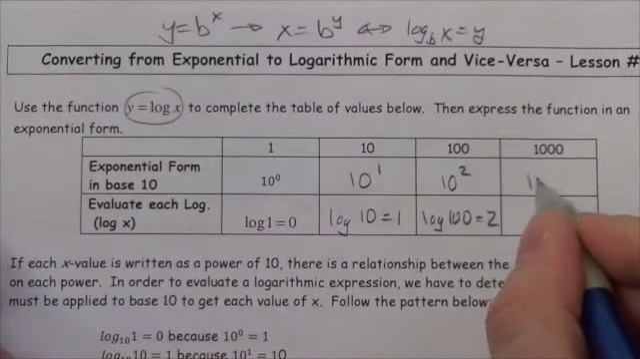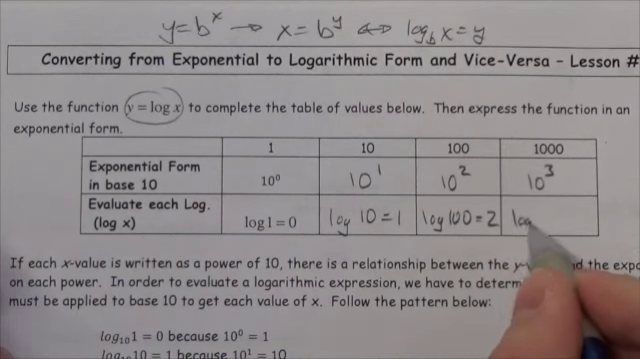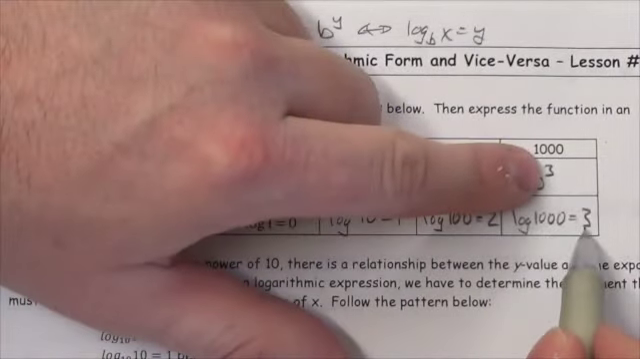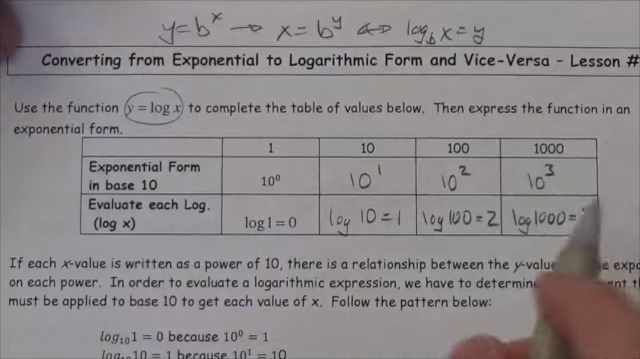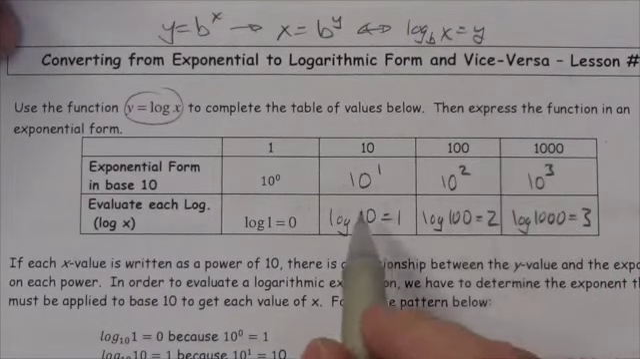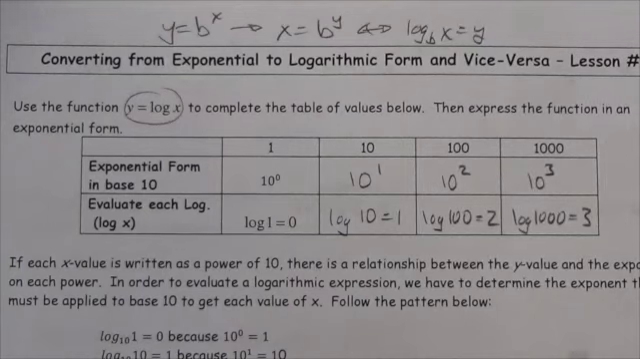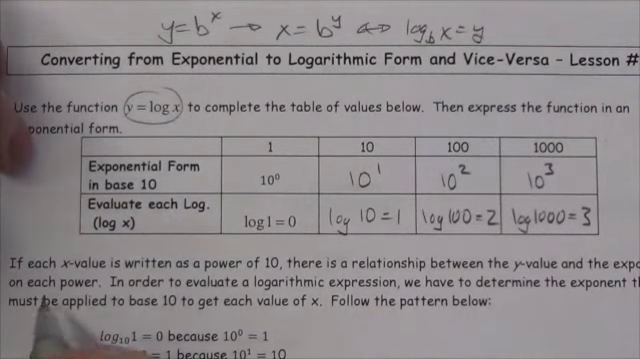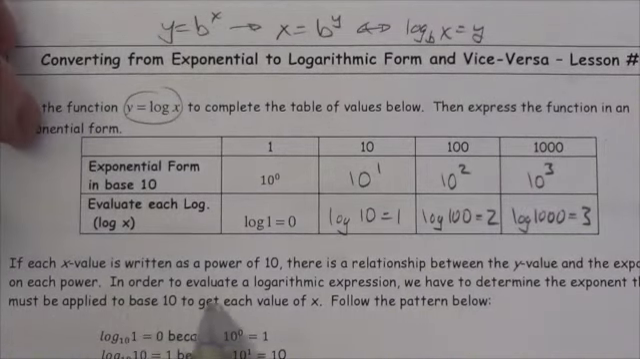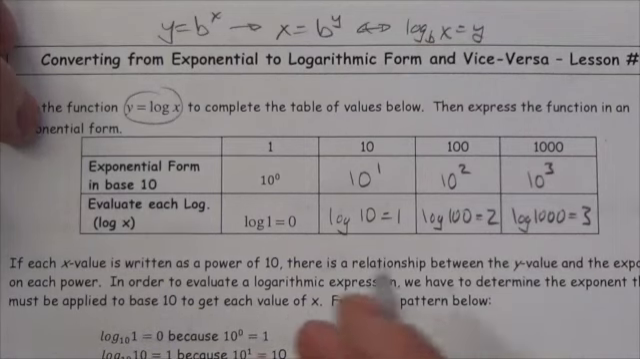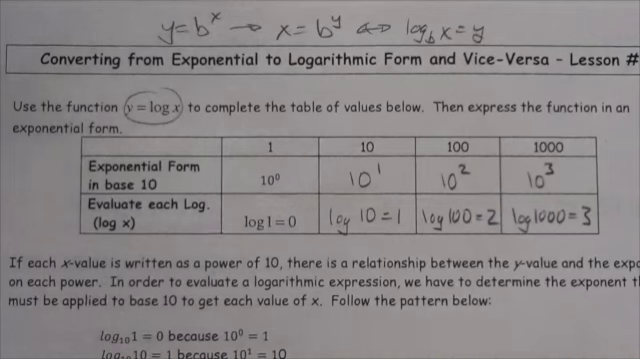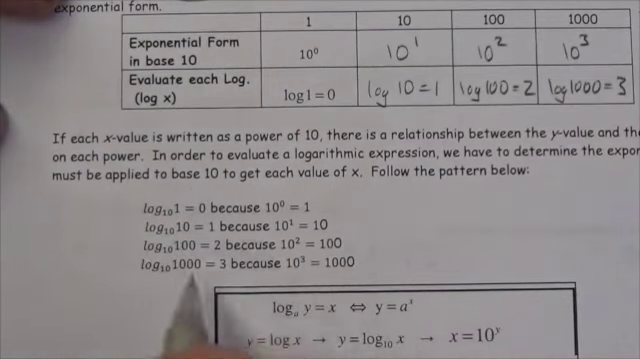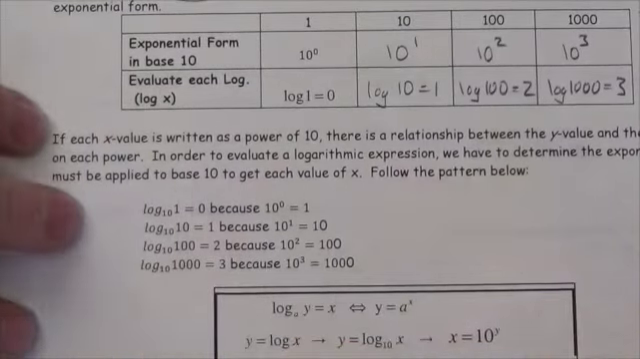Over here, 1,000 is 10 cubed. And so that means the common log of 1,000 is equal to 3, because a logarithm is the exponent. As long as the bases are the same, base 10, base 10, base 10, and so on, then we can make that comparison. So if each x value is written as a power of 10, then there was a relationship between the y value and the exponent on each power. In order to evaluate a logarithmic expression, we have to determine the exponent that must be applied to base 10 to get each value of x. And that's what we're doing here, because that becomes the value of the logarithm. And you're seeing that down here. All this is a statement of what I've just said up there.